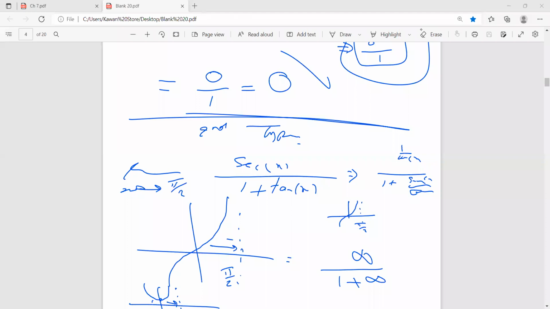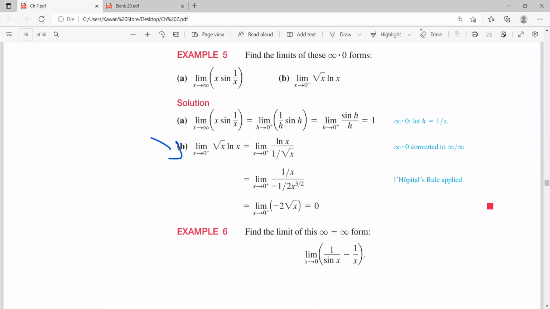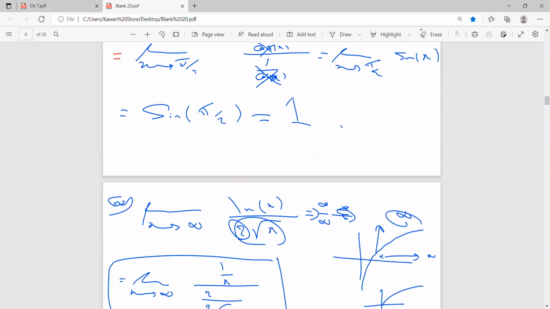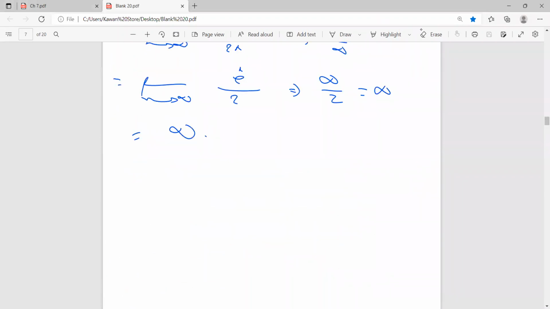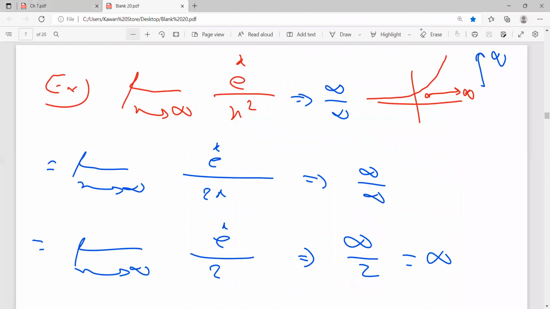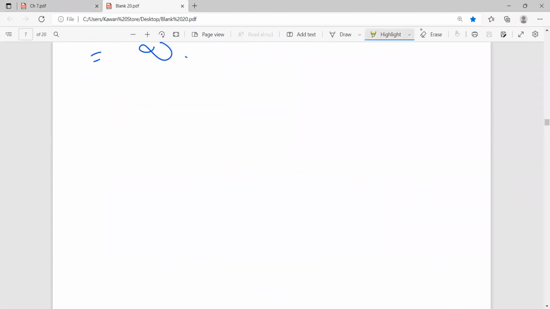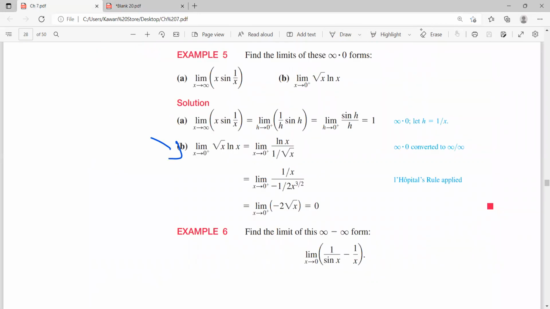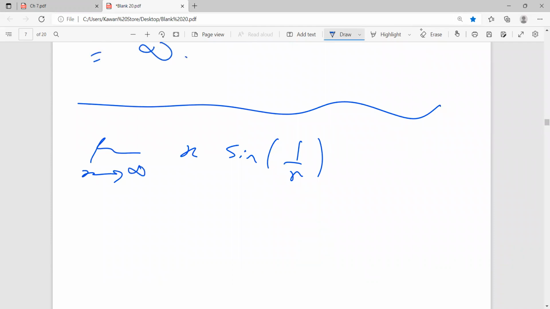Okay, welcome back again. Now we have this type: 0 multiply infinite, for example x sine of x. So we have that example: limit of x sine of 1 over x, when x approaches infinity. Do not forget about that.